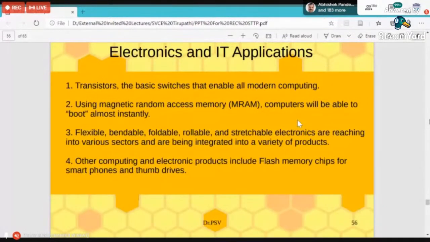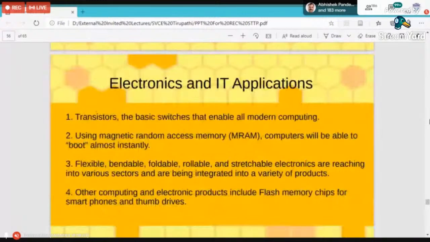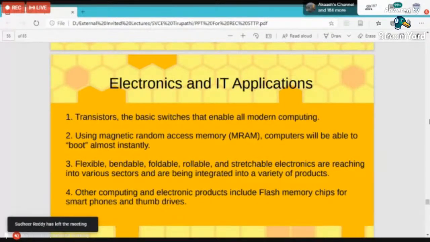Now, electronics and IT applications. In electronics and IT applications, transistors are the basic switches that enable all modern computing. Nowadays, we are in the situation to use computers and other related data acquisition systems extensively. So that needs enormous power to acquire the data. Otherwise you will be expelled out. You will not have a place to work if you don't know how to operate the computers and related accessories. So that is very essential.